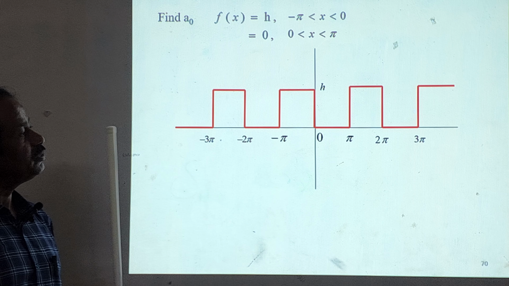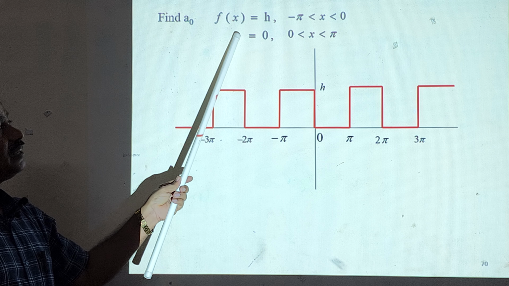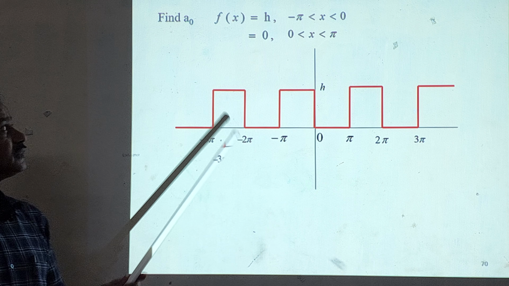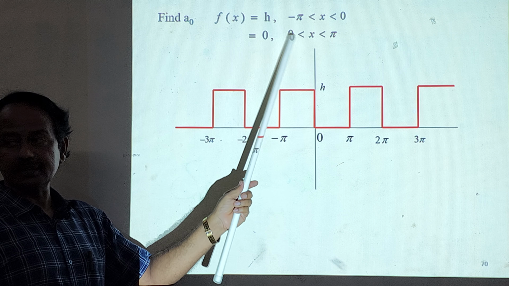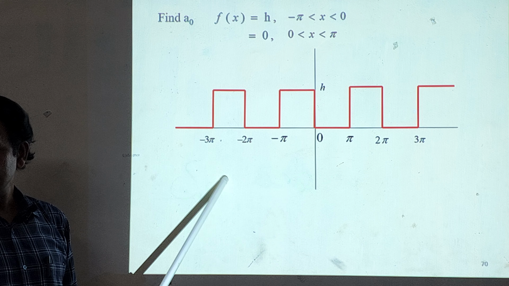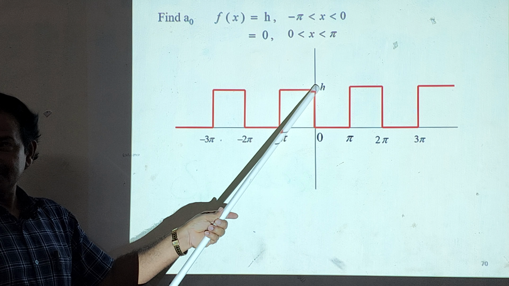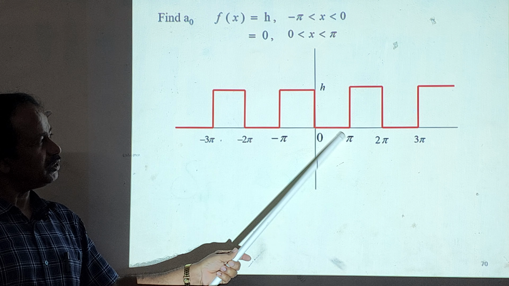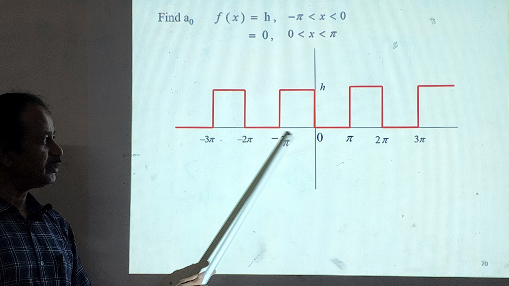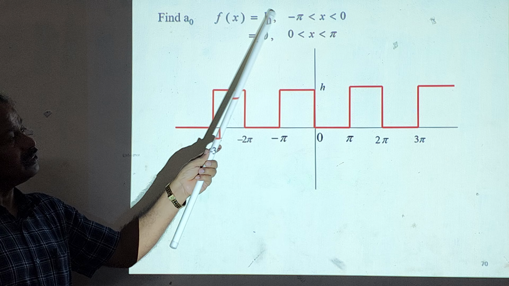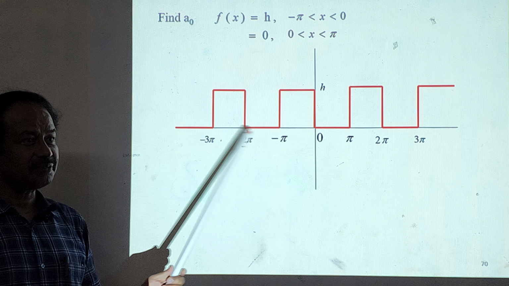Okay, so we have come to the last problem. What is asked is to find a naught. F of x is given by this expression: h when x lies between minus pi and 0, and 0 when x lies between 0 and pi, according to the problem. According to the figure, from minus pi to 0 the value is h, and from 0 to pi the value is 0. This is like a square wave. Okay, it's a periodic function.